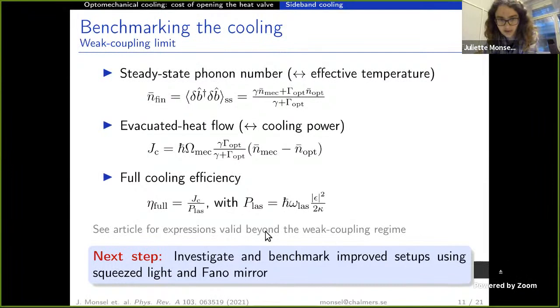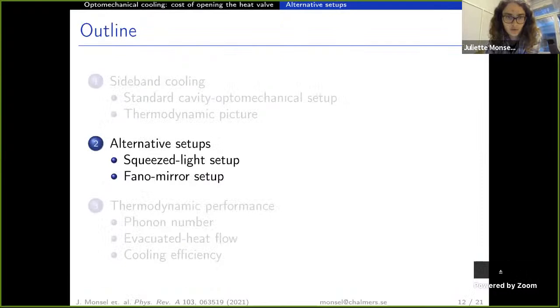And the next step now that we have these performance quantifiers is to use them to compare different setups, including setups that actually improve the standard sideband cooling scheme. So let me present them to you. The first one involves squeezed light and the second one a Fano mirror.